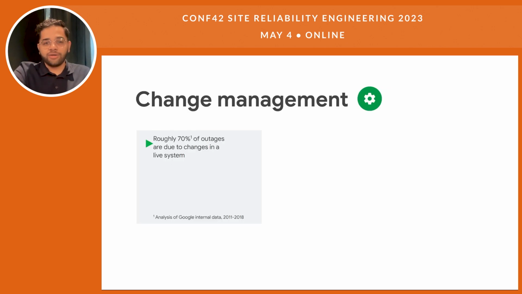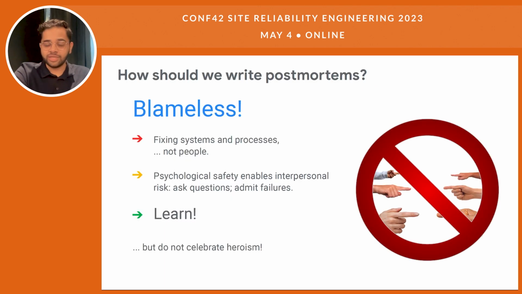And statistics suggest that change management is mainly responsible for outages. So from a cultural standpoint, if 70% of the outages are caused by changes in a live system, this is another pointer that if changes are not coordinated well, it is almost certain that it will end up in an outage. And this happens at scale even more. So let's look into what are the other things we can do.